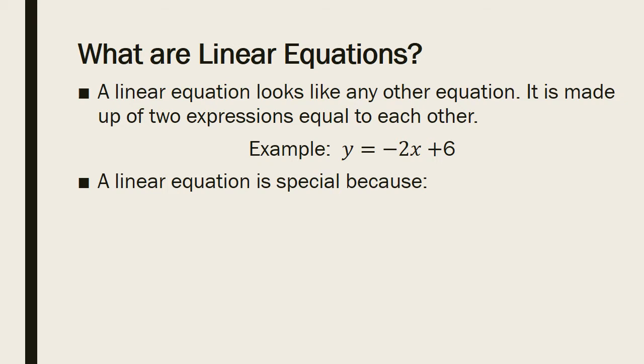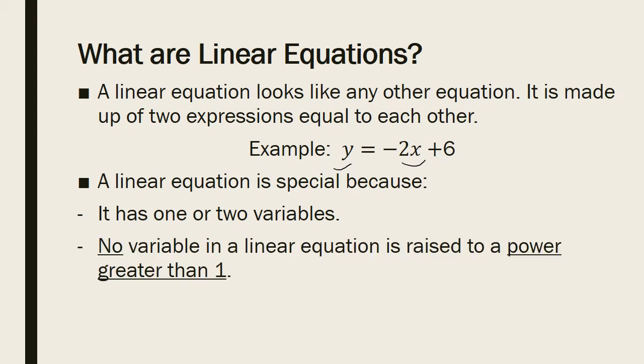Now what makes linear equations special is that it has one or two variables. And in this example, we have two variables. We have y on one side, we have x on the other side. And what also makes linear equations special is that no variable has a power greater than 1. In this example, we have y with a power of 1, x with a power of 1. So no variable in this equation has a power greater than 1. That's why this is an example of a linear equation.